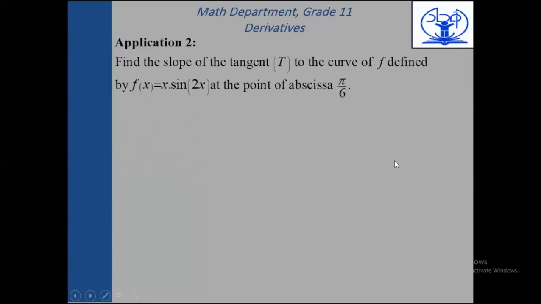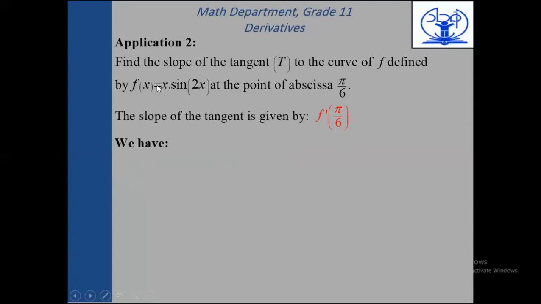Application 2: find the slope of the tangent t to the curve of the function f defined as f of x equals x sine 2x at the point with abscissa pi over 6. You should think of this, and I'm sure that some of you can solve it correctly without even my explanation. First of all, to write the equation of the tangent, you need to find the slope of the tangent. And the slope of the tangent, as you know, is nothing but the value of the derivative at the x-coordinate of the point of tangency. So it's f prime at pi over 6.